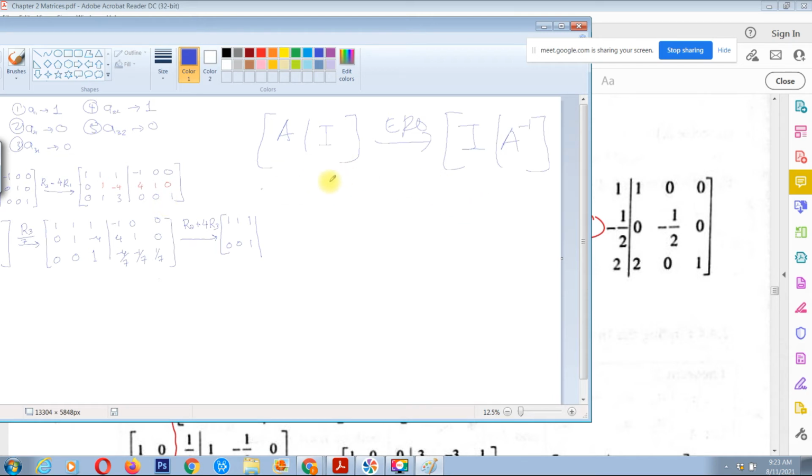For 3 by 3, we have 1 0 0, 0 1 0, 0 0 1, and then we have a matrix here, and then we make the ERO. What will happen is the I will change to the left hand side, so 1 0 0, 0 1 0, 0 0 1, and we will get A inverse here.